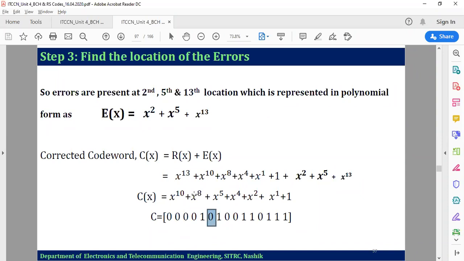Okay, I hope this is clear. You can write this down, and if this is clear, please let me know. Correct. So it is x10 plus x8 plus x5 plus x4 plus x square plus x plus 1. This is correct. And this is your corrected code word vector in terms of only binary values, that is zeros and ones.